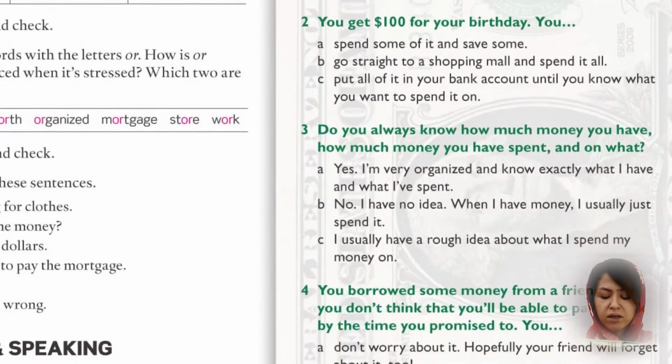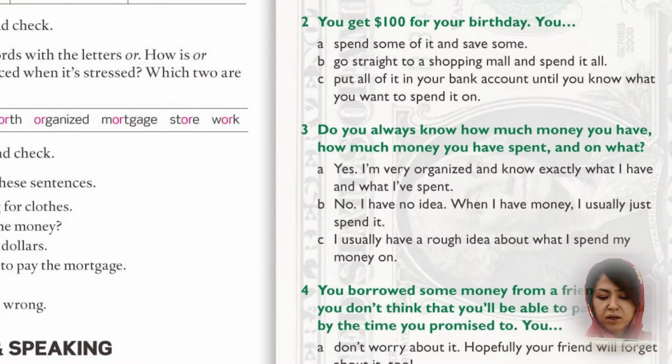Number 2, you get $100 for your birthday. You, A, spend some of it and save some. B, go straight to a shopping mall and spend it all. C, put all of it in your bank account until you know what you want to spend it on. Okay, again, this is your decision to be made. Which one is correct for you?